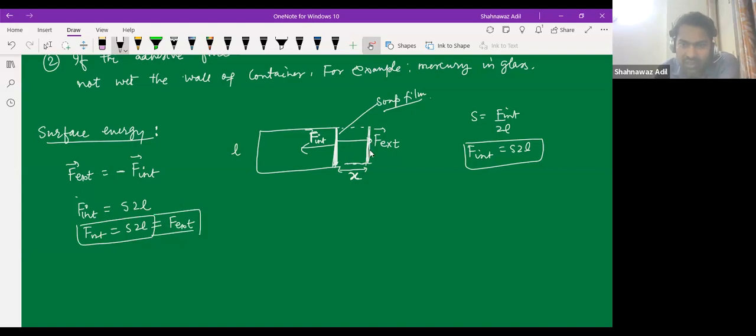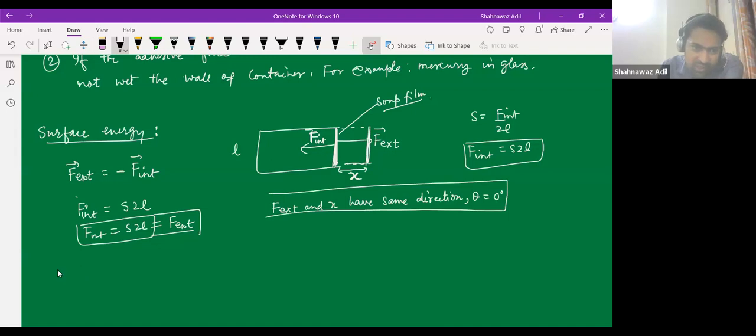So this is the external force and we are displacing this thing. Both have the same direction, so F external and x have the same direction, which means theta is 0 degrees.